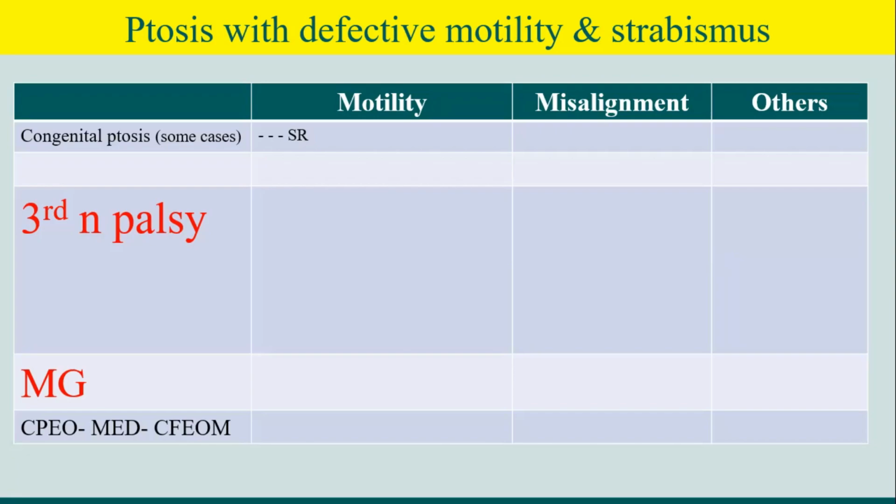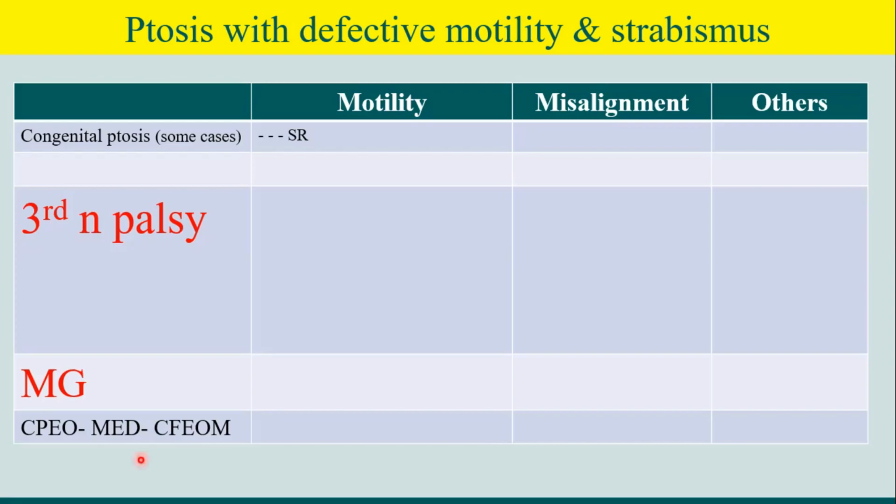Exotropia, and a little bit of hypotropia. I say a little bit because sometimes you don't see any hypotropia at all. So the basic misalignment is exotropia, and maybe some hypotropia, maybe not. But most importantly it is exotropia. It's a kind of paralytic exotropia.